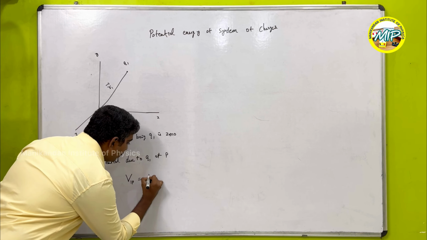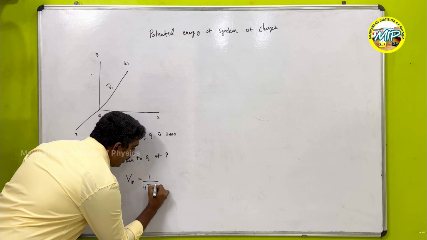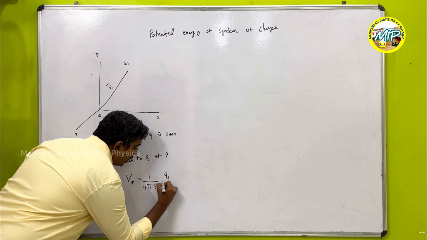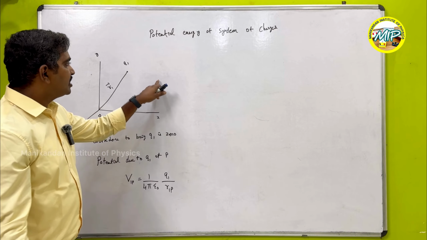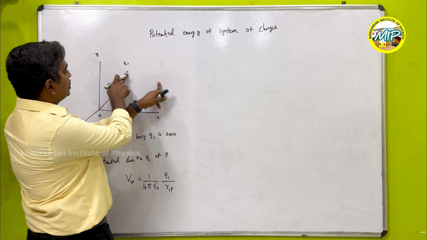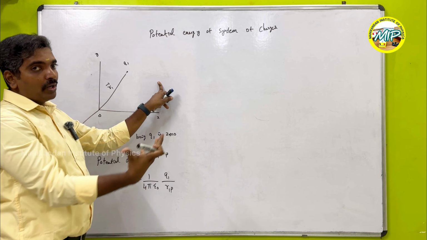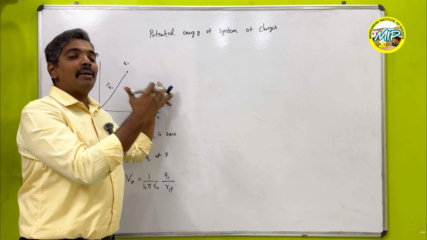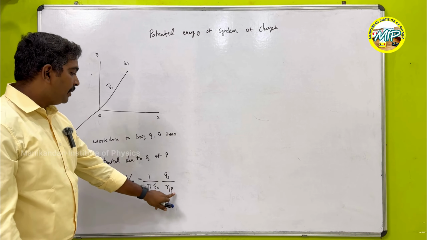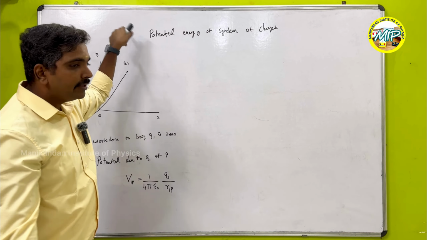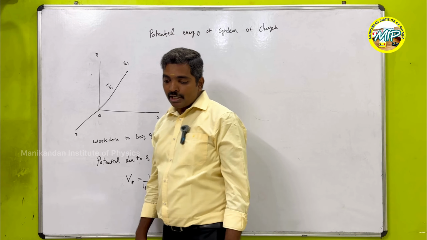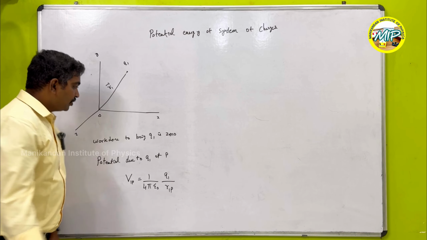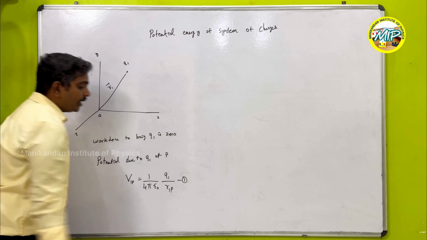I can simply write the potential due to the first charge at point P as 1 by 4 pi epsilon naught times q1 by r1p. Here r1p is the distance from the charge to the point P. r1 is fixed, P is the variable. My point P may be here, here, anywhere. So this is the potential due to this positive charge, and this is my equation 1.